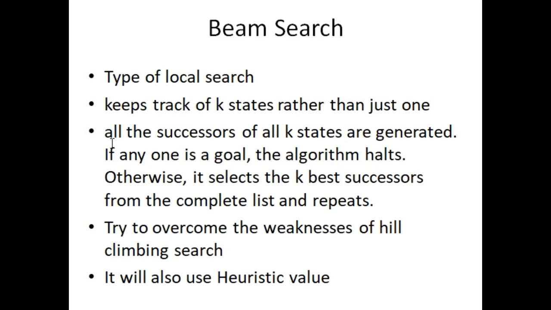So the third point is that the successors of all k states are generated. We will generate all successors of the k states, and if any one is a goal state, the algorithm halts. तो अगर हमारे पास जो गोल स्टेट आ जाती है तो हम वहाँ पे ब्रेक कर देते हैं, otherwise it selects the k best successors from the complete list and repeats.